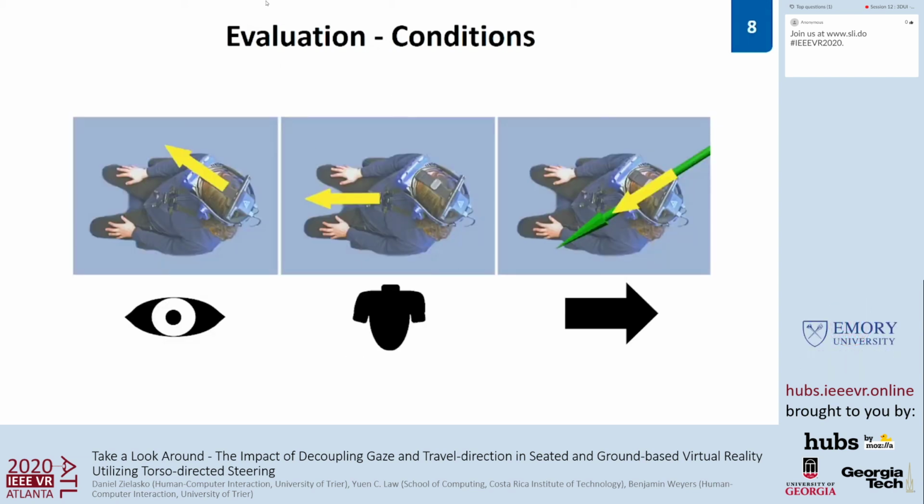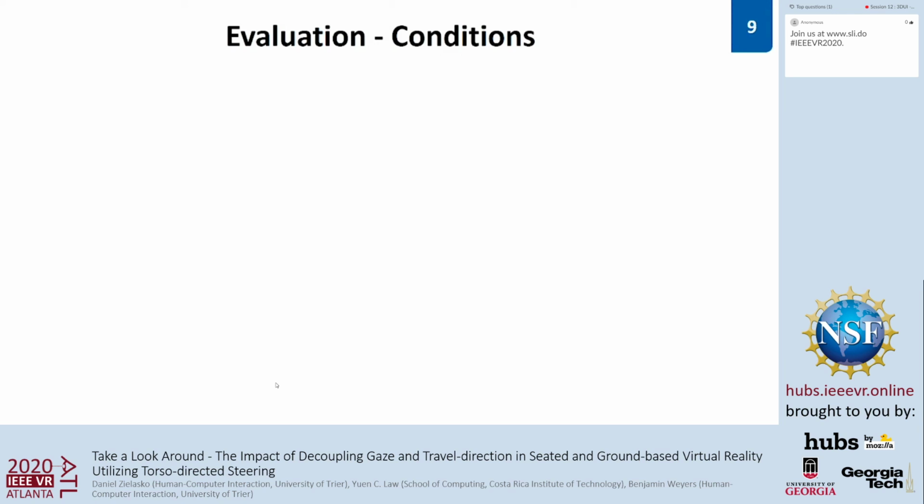So this in sum leads to the following conditions we tested: gaze-directed, torso-directed, and let's call it virtual body or pointer-directed steering, where the last two allow for freely looking around independently from the direction of travel and the first does not. So that's about the direction.